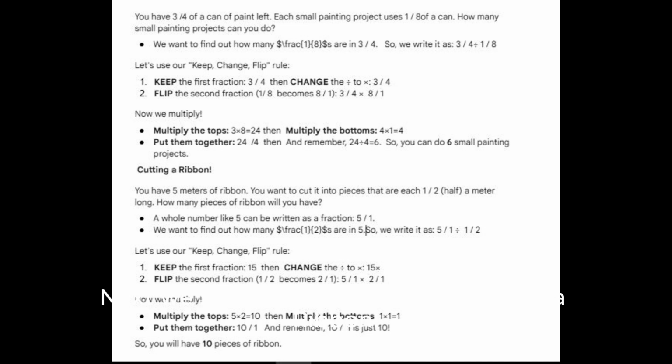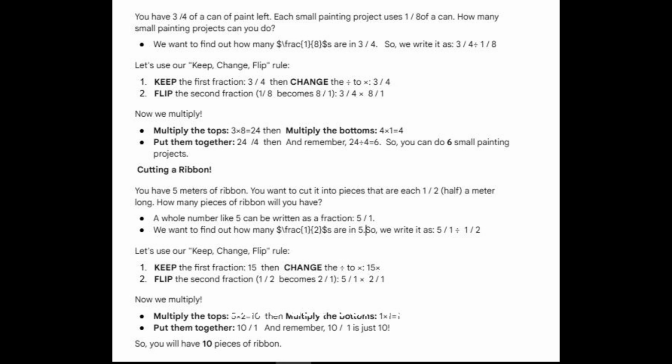Next, we see one more example, cutting a ribbon. You have 5 meters of ribbon. You want to cut it into pieces that are each 1/2 meter long. How many pieces of ribbon will you have? A whole number like 5 can be written as a fraction, 5/1. We want to find out how many fractions of 1/2 are in 5. So, we write it as 5/1 divided by 1/2.